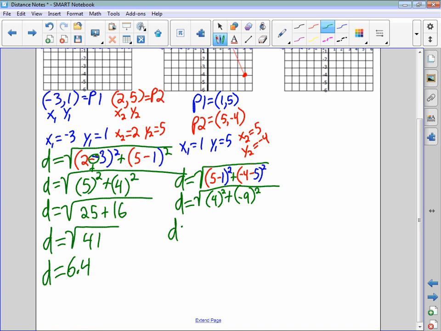So d equals the square root of 16 plus 81, and 16 plus 81 equals 97. So we get the distance equals square root of 97, and the distance then equals 9.84 when we take the square root of 97, so we'll stay at 9.8.